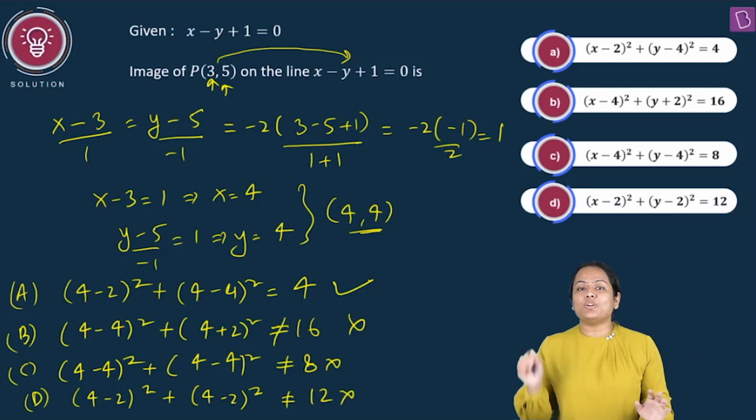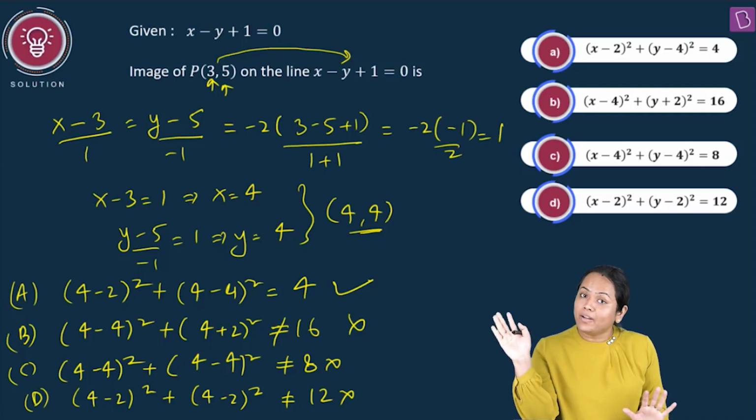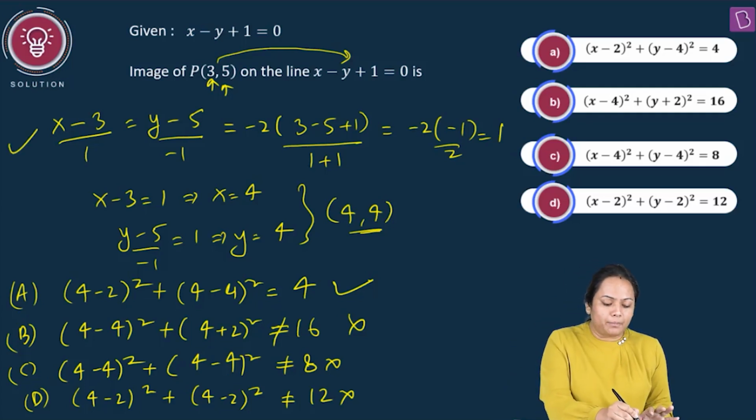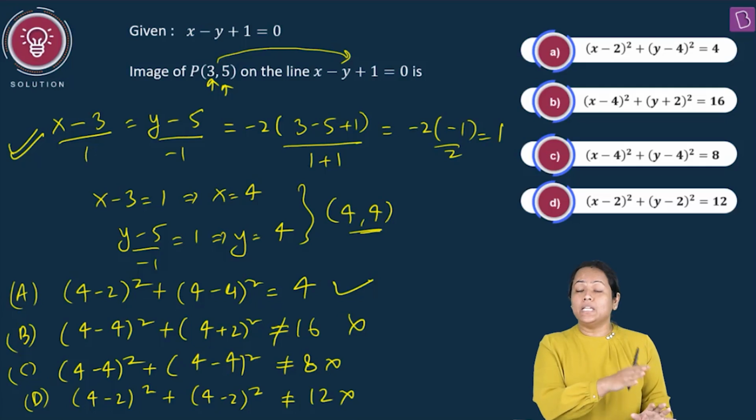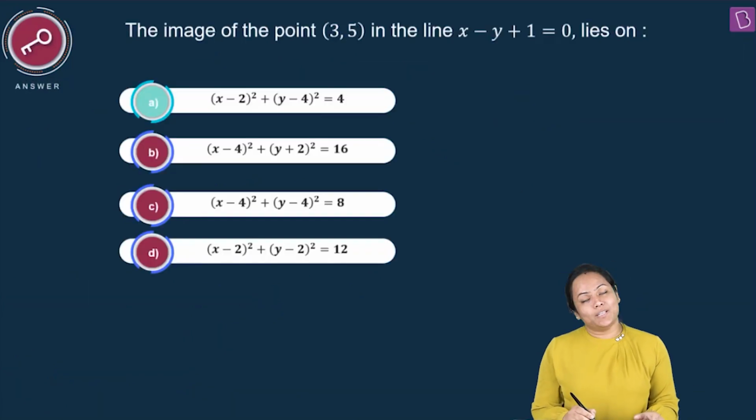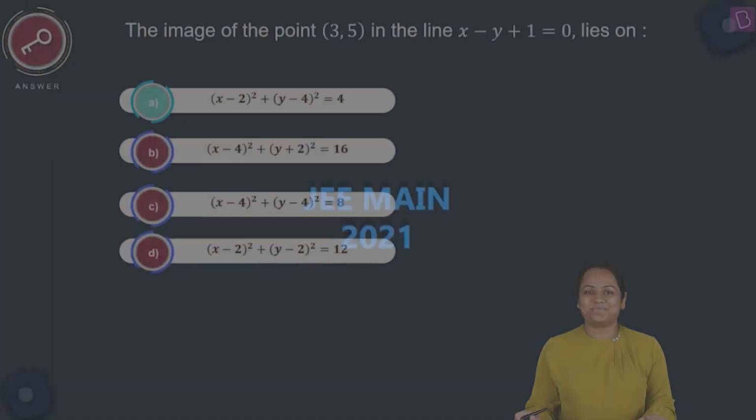So the right answer for the question will be option A, right? And what you have to do? Well, you have to just find the image of the point about the line by directly applying the formula or by the method which I told you earlier. Clear? Okay, so this is going to be the answer.